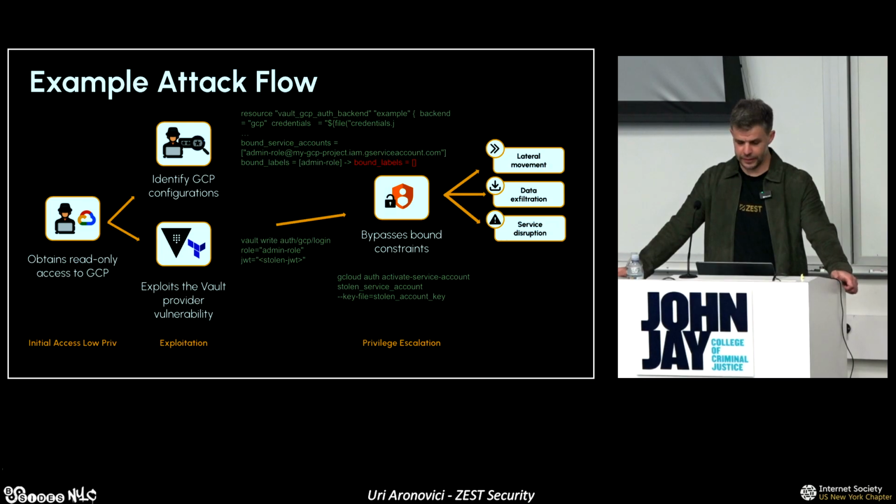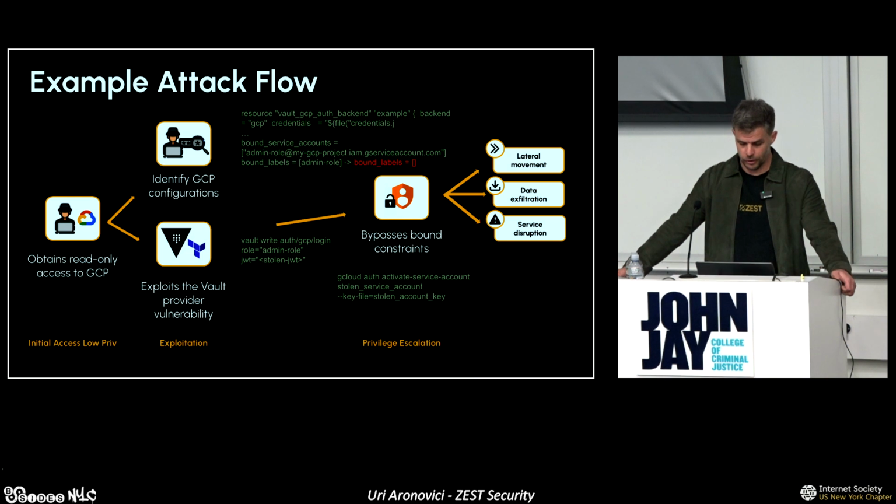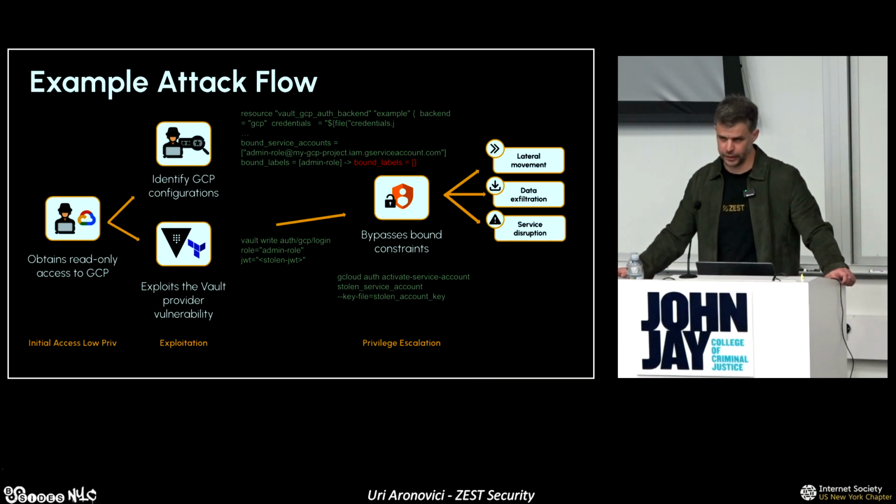Once the attacker identifies the vulnerability, the only thing he needs to do is to authenticate with Vault. You can see the command at the bottom. All right. The Vault write authentication with a role admin to privilege escalation, and surprisingly, it will bypass the authentication. Right now, the only thing he needs to do to take control of the environment is to run authentication with a Google API.